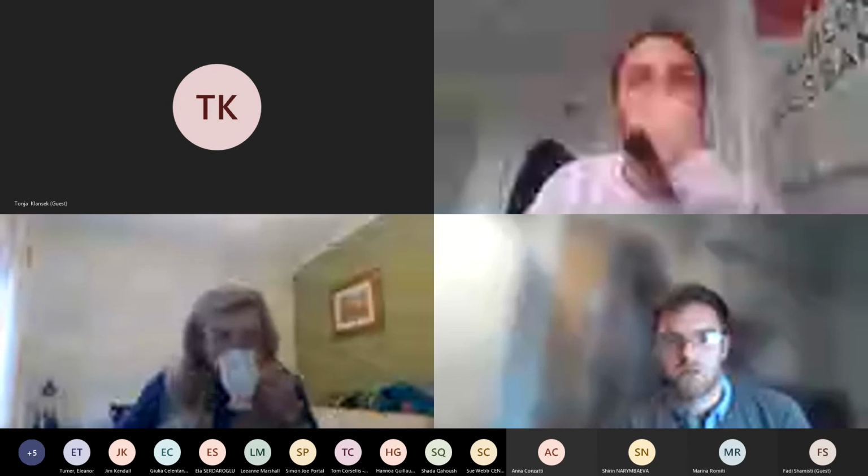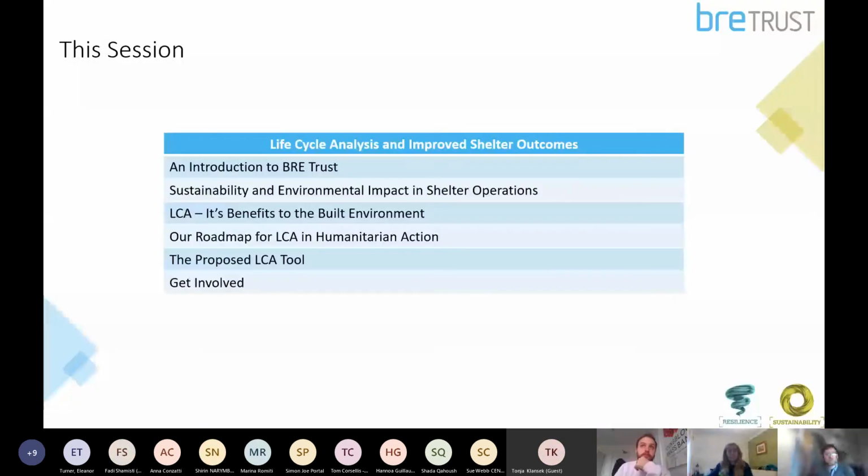There we go. So yeah, just quickly a little bit on how the session is going to run. We're going to start with an introduction to us, for those of you who don't know. Then we'll talk a little bit about sustainability and environmental impact and shelter operations and some of the thinking behind why we wanted to develop this tool.